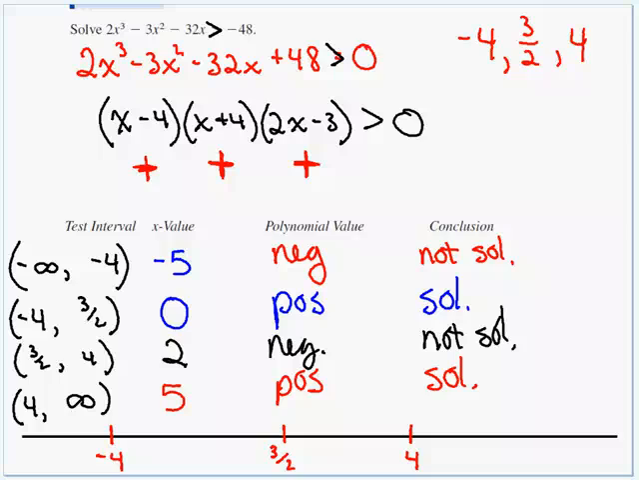So let's color in the graph. The first interval was not part of the solution. So over here from the left of negative 4, we're not going to do anything. But from negative 4 to 3 halves, we're going to have that as part of our solution set. So I'm going to color that part in. From 3 halves to 4, we found out was not part of the solution set, so we're going to leave that alone. And then from 4 to infinity is part of our solution. So from 4 here, we're going to head over, and that is the rest of our solution set.